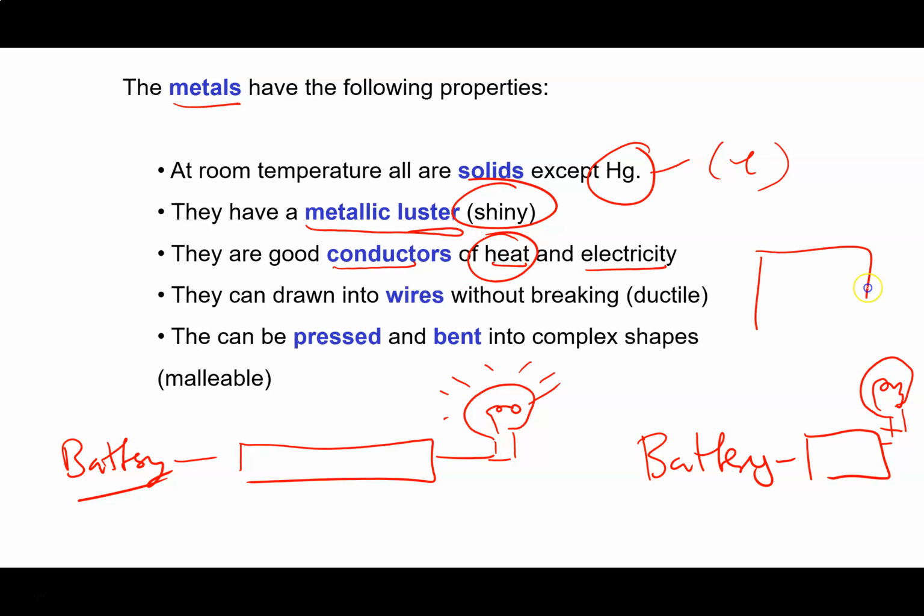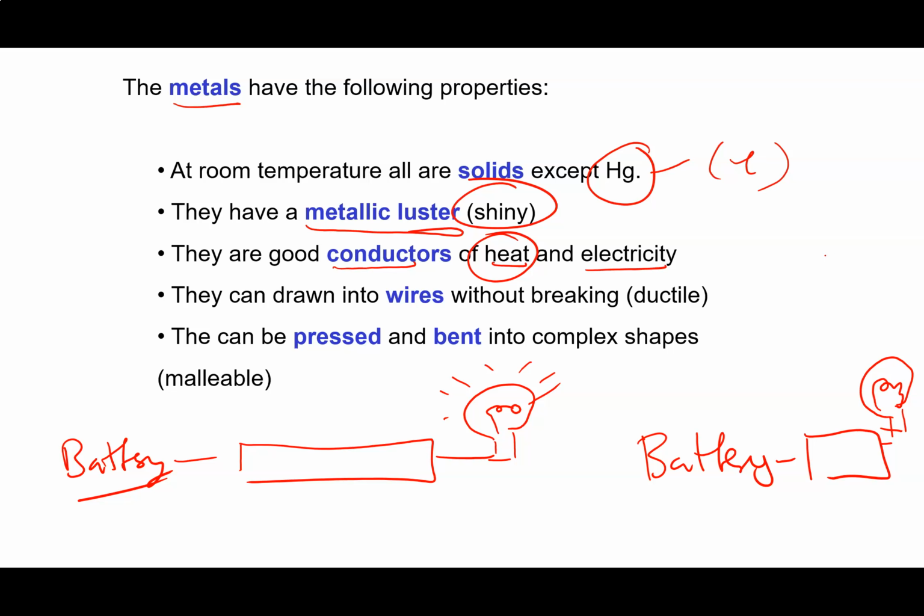So if you take a metal and you put it on a hot plate, before long it's going to heat up. It's going to heat up quite a lot, and it's going to heat up quickly. So keep that in mind as well. Metals are going to be shiny. They're going to be good conductors of heat. They're going to be good conductors of electricity. So yeah, that's kind of an obvious one.